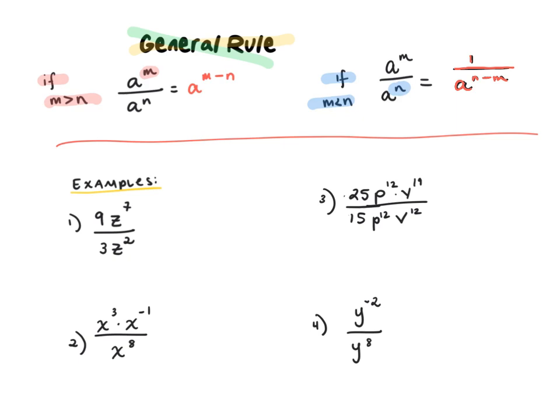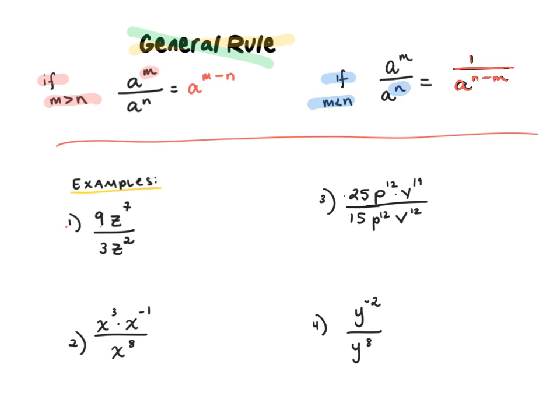Bigger minus the smaller. Okay, so let's see some examples. So I'm going to start with number 1, 9z to the 7th over 3z squared.